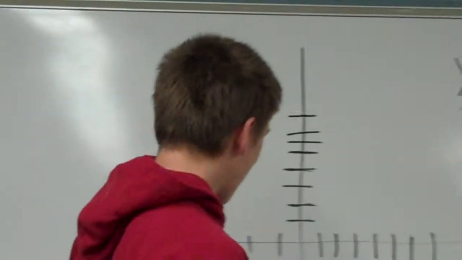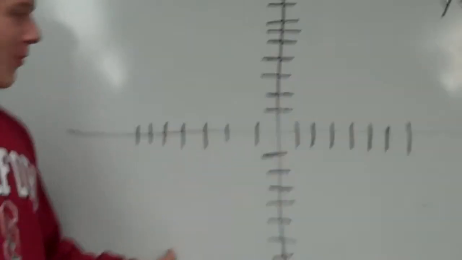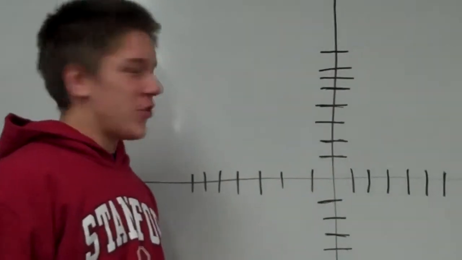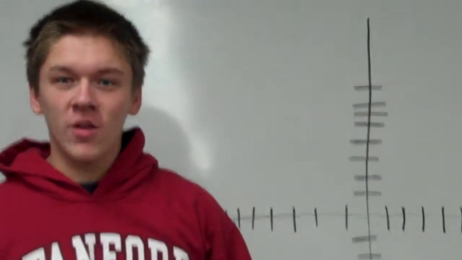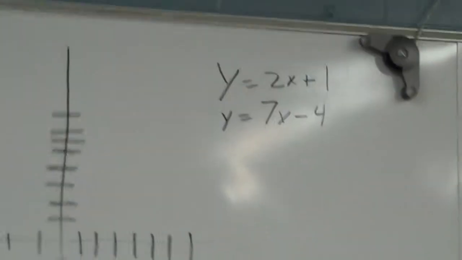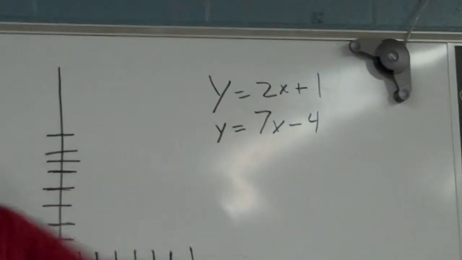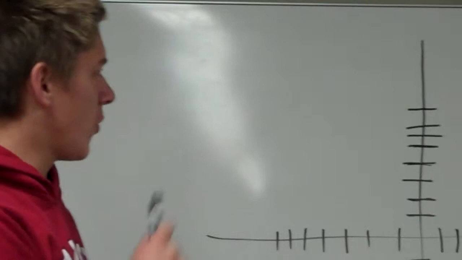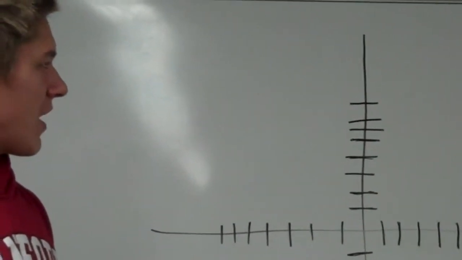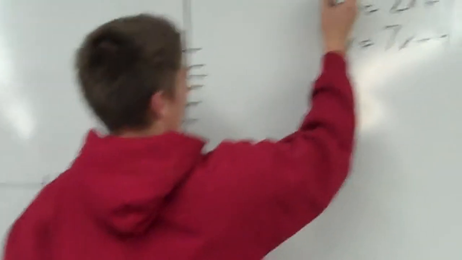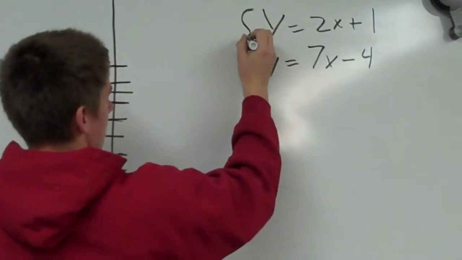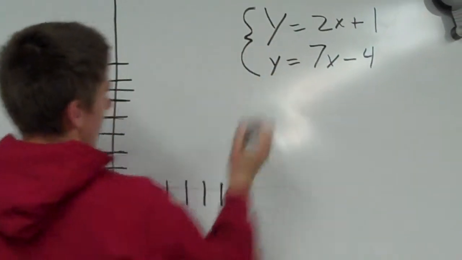Hey, hi. I'm going to teach you how to graph a system of linear equations. Here, we have y equals 2x plus 1 and y equals 7x minus 4. So, where do we begin? Well, we need to find a solution for that system of equations. Typically, you know it's a system if it comes with a bracket.